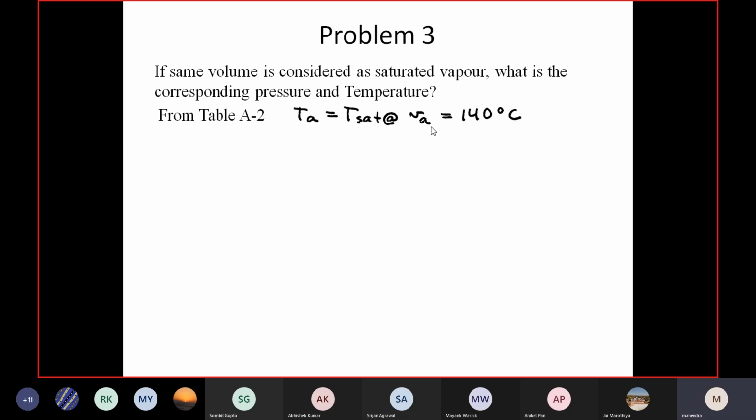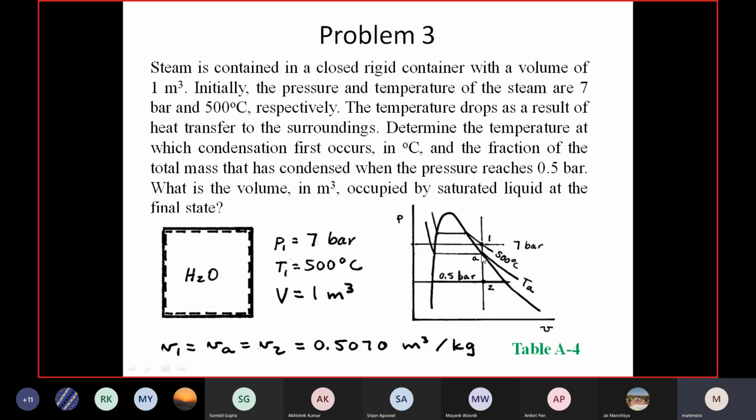So at this point, wherever it is happening, this volume is the same. We are maintaining the specific volume as the same, that is V1 equal to VA equal to V2. This is the value we are getting from this point. Where will you get this point value? At the same 7 bar pressure, 500 degrees centigrade. You can go to the table and find out this value.